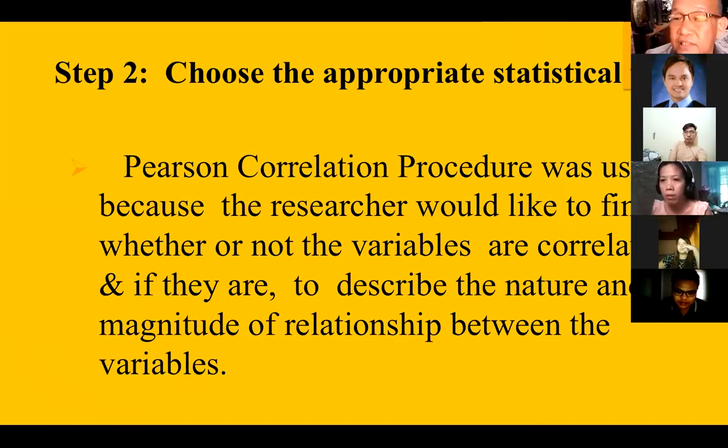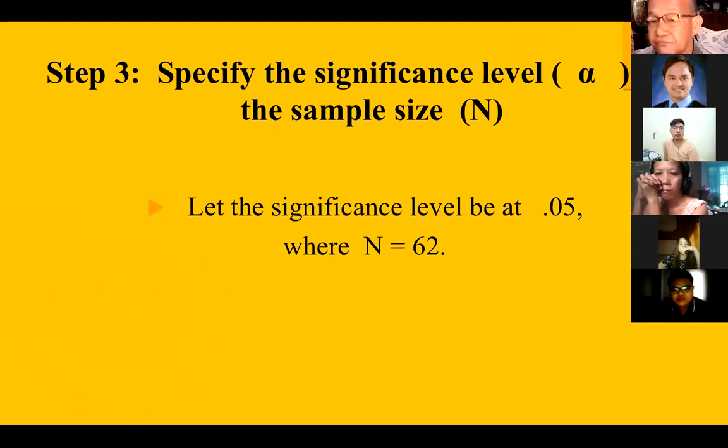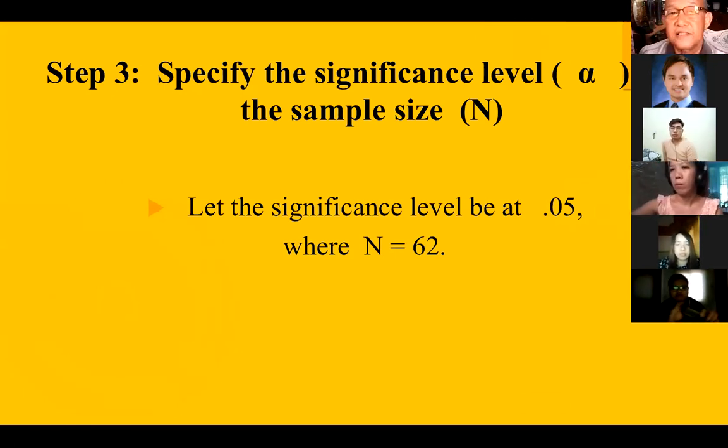All right, let's go to step 2, please. Next slide. There. Specify the significance level, alpha, and the sample size. It's just like this. They will say, let the significance level be at 0.05, where n equals 62. That's the number of cases, remember? Oh, very simple, no? But you should have that. In the methodology, you need that in the thesis. Step 4, please. Next slide.